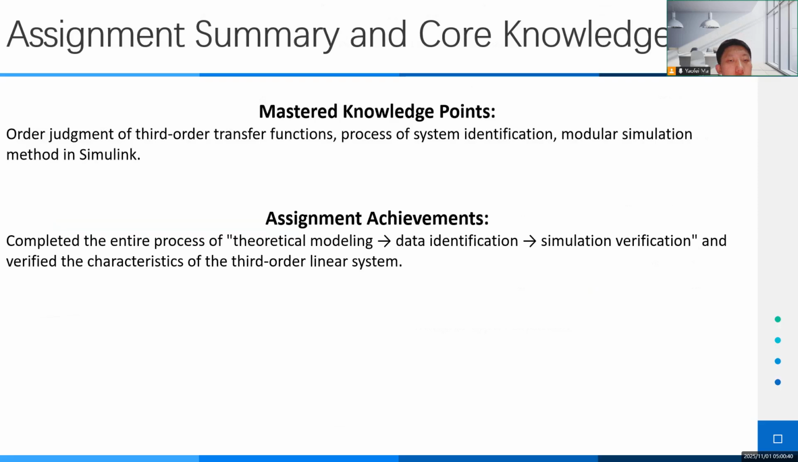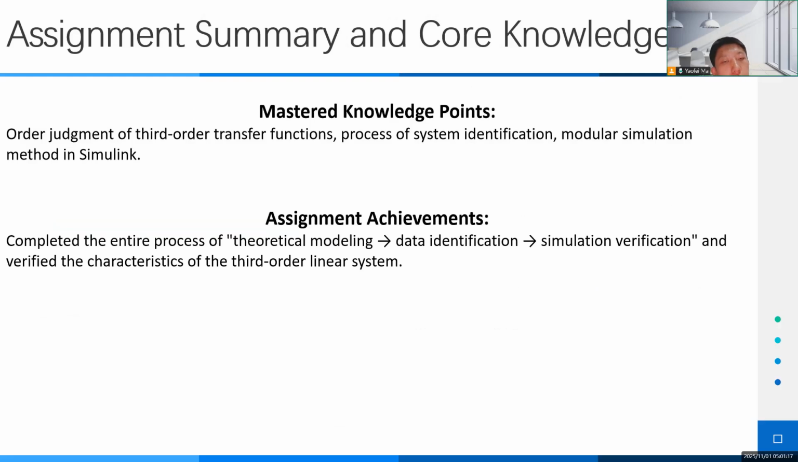Finally, let's summarize what I learned and achieved in this assessment. I learned some knowledge points. First, how to judge the order of the transfer function. Second, the full process of system identification. Third, how to build and use the simulation model in Simulink.